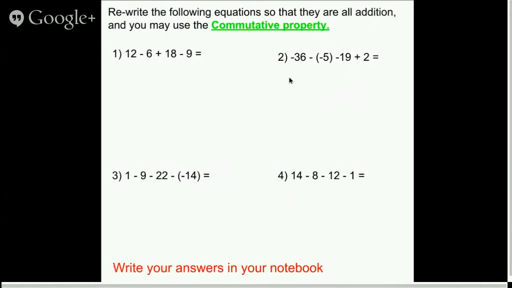Now, I just want you to rewrite them. I don't want you to solve them. Rewrite these problems, equations, so that they're all addition, and you can use the commutative property. Go ahead and pause it.